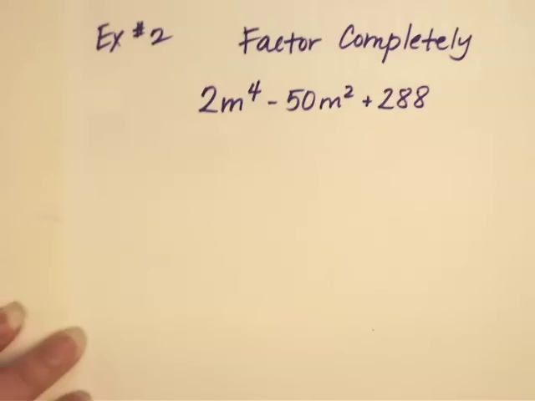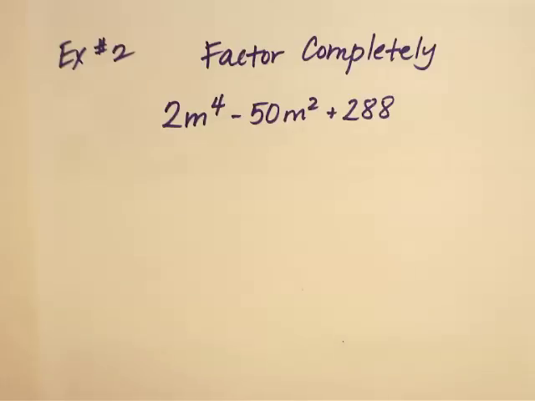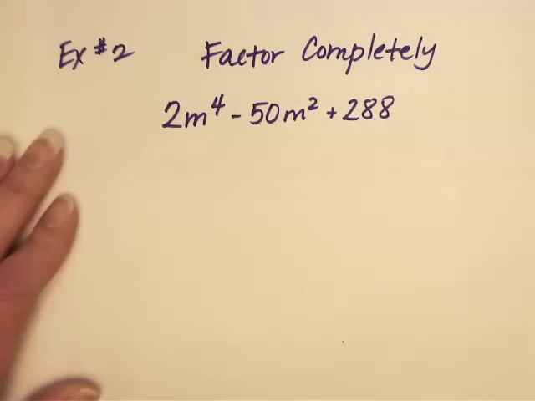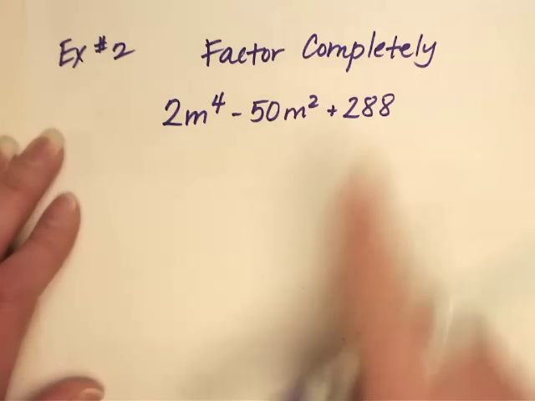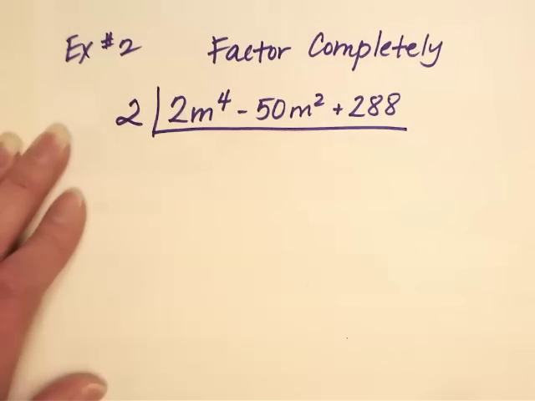Okay, let's go ahead and go to example number 2. Example number 2, we're going to go ahead and factor this one completely. So we're going to follow our flowchart again. Okay, and it says, of course, first thing, always GCF. Is there something in common here? I see a factor of 2 hiding out. I can take out a 2.